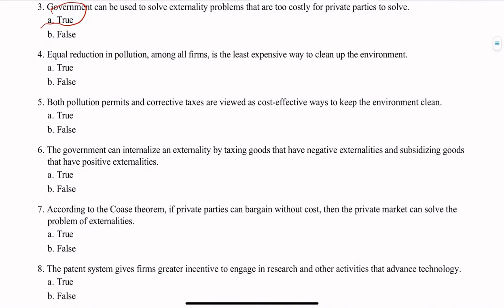Equal reduction in pollution among all firms is the least expensive way to clean up the environment. So this is false. The reason is that equal reduction is really this command and control approach. And we learned it's generally better to use a market-based approach, right? Because different firms have different technologies. So the optimal way is to let the firm with better technology reduce its pollution more and let the firm with worse clean technologies have more pollution.